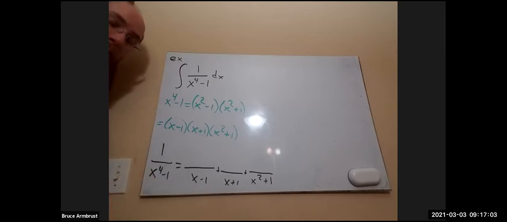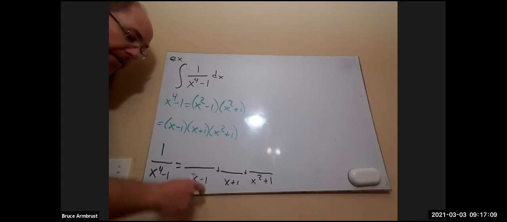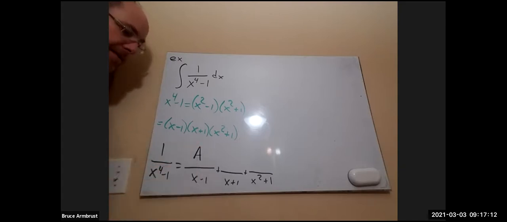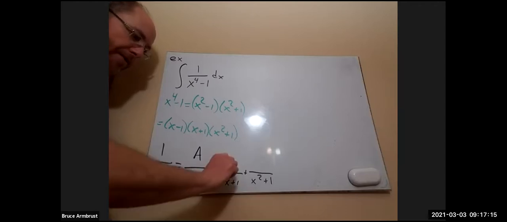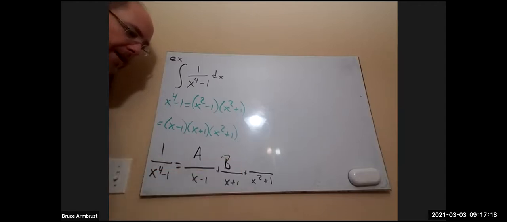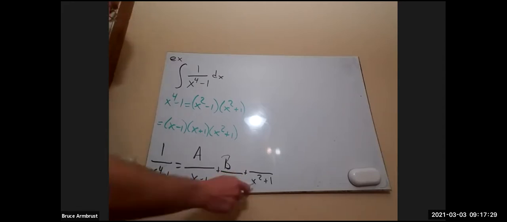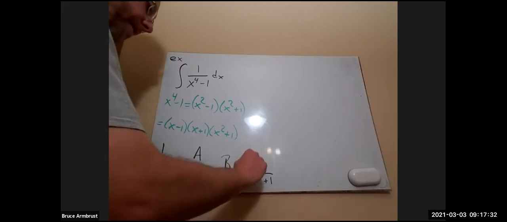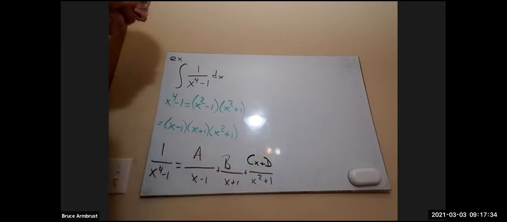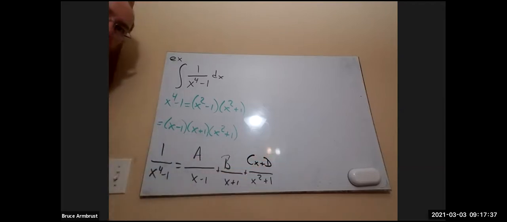And now what we're going to do is put the generic things on top. So x minus 1 is linear, so on top, it gets a constant. x plus 1, also linear, so it also gets a constant, but I'm going to give it a different name because they might be different. And then the x squared plus 1, since that's a quadratic, on top, it's going to get a linear term on top, because there's the possibility that that is linear.